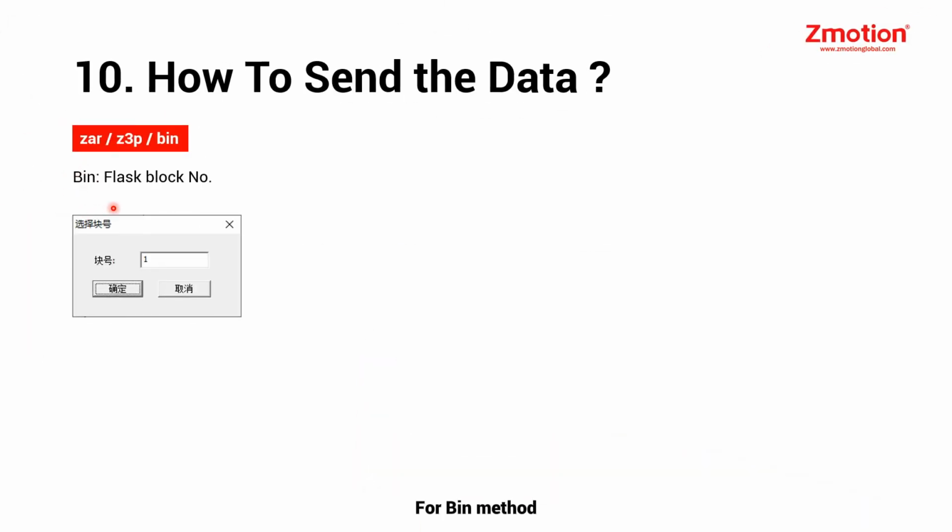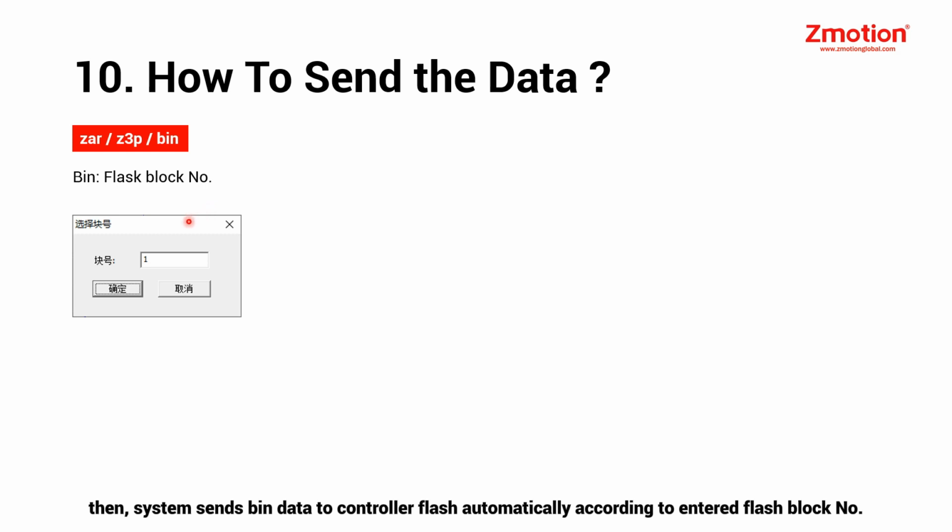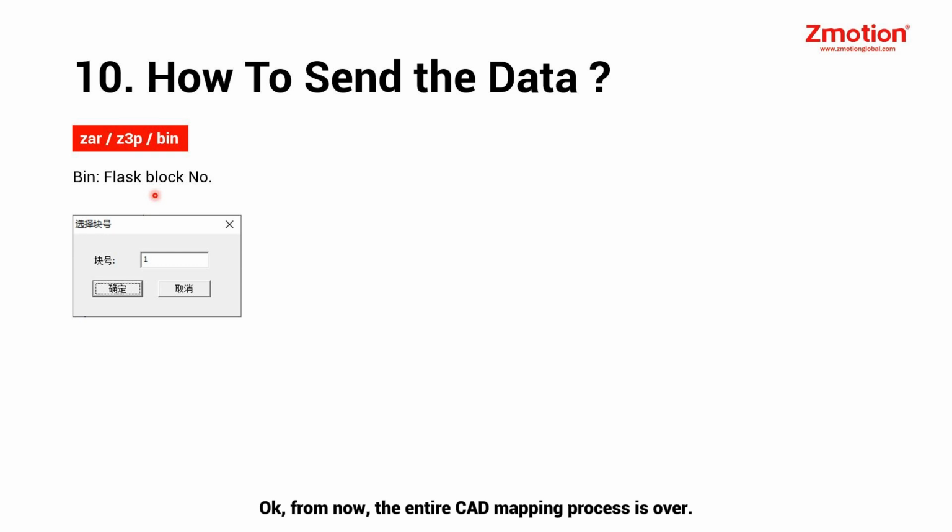For bin method, this uses flash blocking. Enter flash block number that sends the bin data. Then, the system sends bin data to controller flash automatically according to entered flash block number. But please note this method is only valid in controller connections. Okay, from now on, the entire CAD mapping process is over.